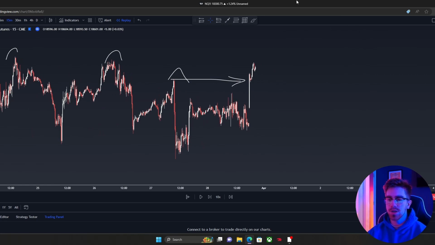Now, a lot of people are going to get caught up trying to catch every single shift, every single change of character, but that's how you will lose a lot of your trades. You cannot be waiting for shifts on internal structure. You need to be waiting for shifts on external structure. That is the key factor of this.